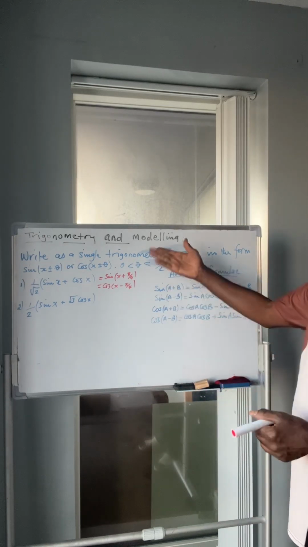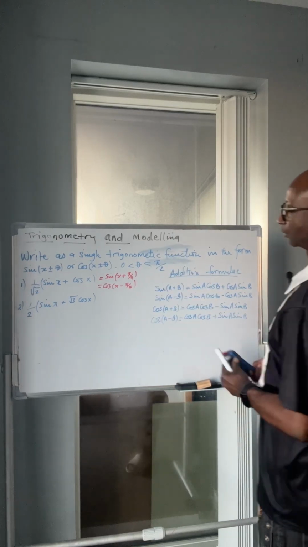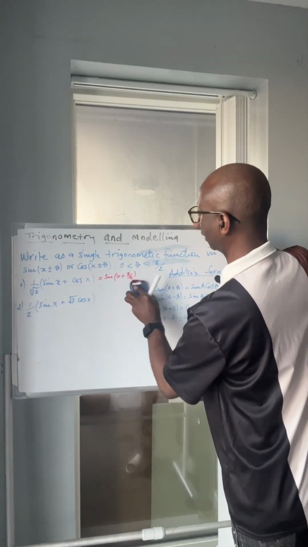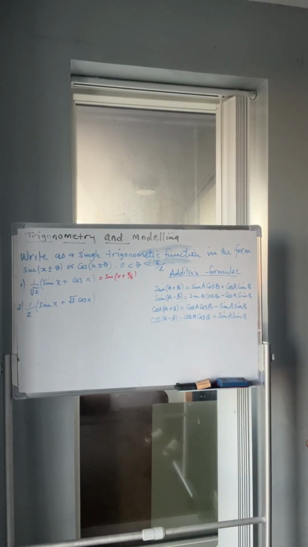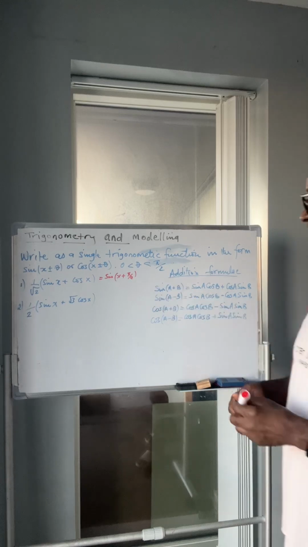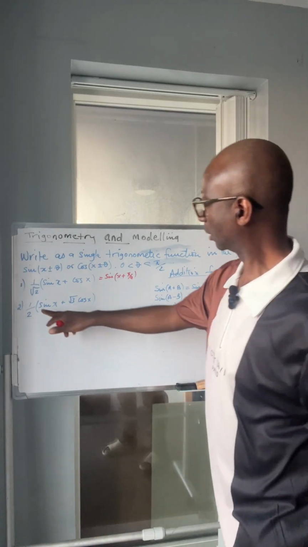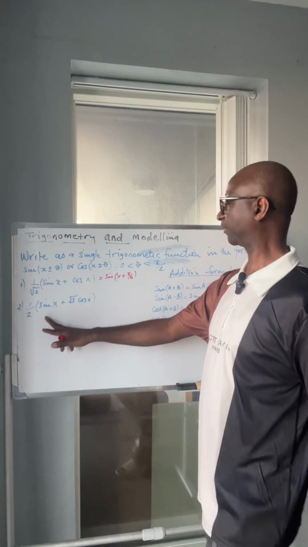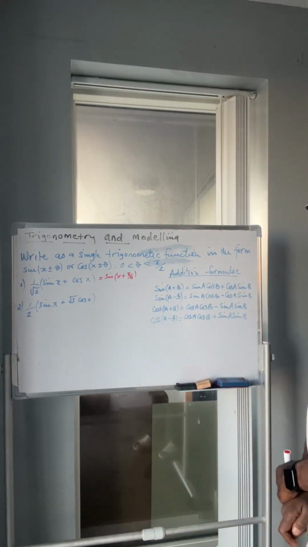I don't want to solve the same thing over and over. So the same thing for the second one. You can have two answers as well. So let's see what this second one says. It says 1/2 into sine x plus root 3 cos x.